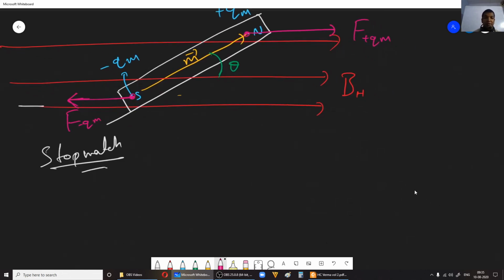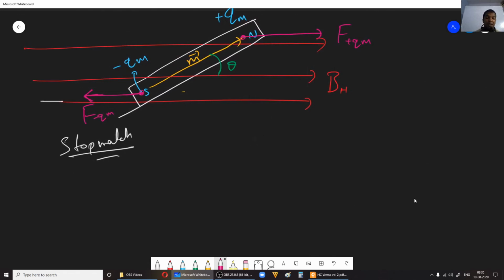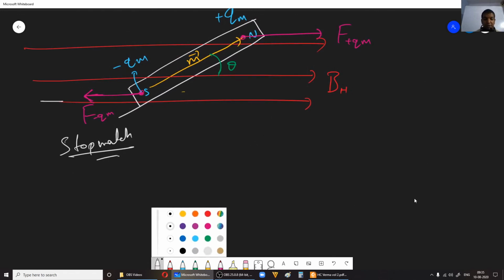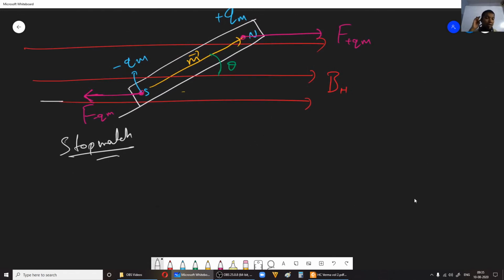Now because of this, you will see some torque, that we will call the restoring torque. If you look at the direction of the restoring torque and the angle theta, this restoring torque will try to reduce that angle. So therefore you can say the restoring torque is given as M cross BH.